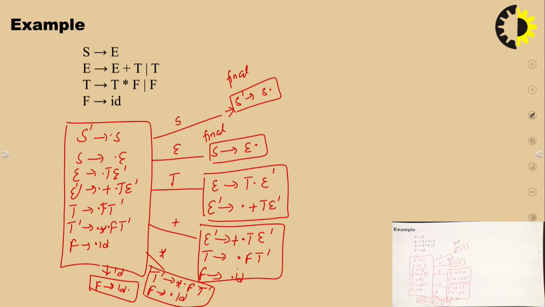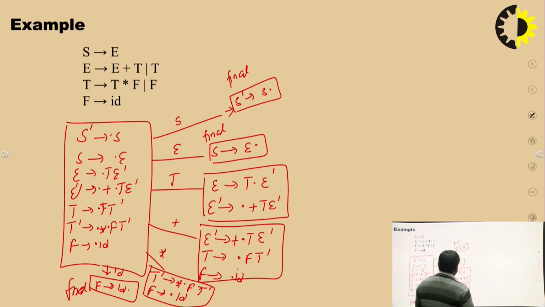Now, this is the first step of the canonical item, and this step is the final step. Then we need to explore this state, this state, and this state, and this state is also a final step. Any production, when dot enters into the last of the production, then that production is known as the final step.